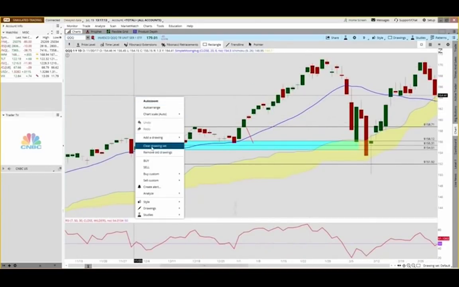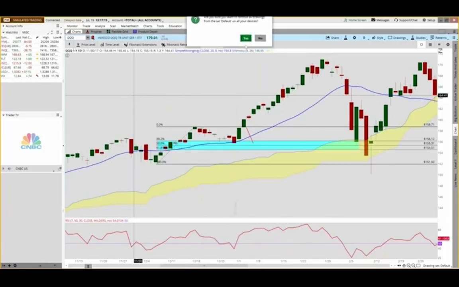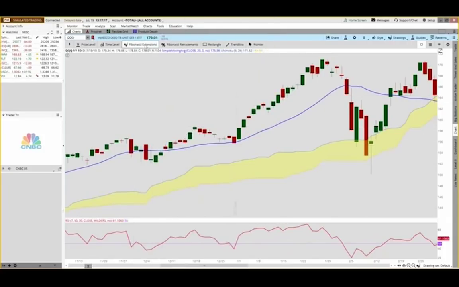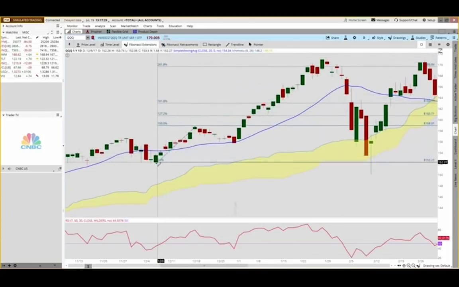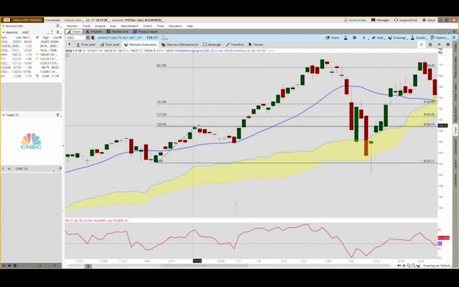So I'm going to get rid of these drawings. I'm going to take our extension tool, and I'm going to go to the same low here to the high, click there. The extension requires one more step. We have to go back to the low and click there again. So you click low, high, and back to low. And these are your upside targets.